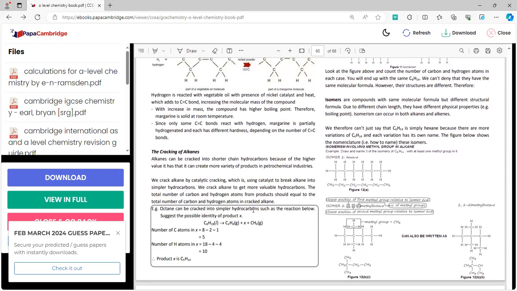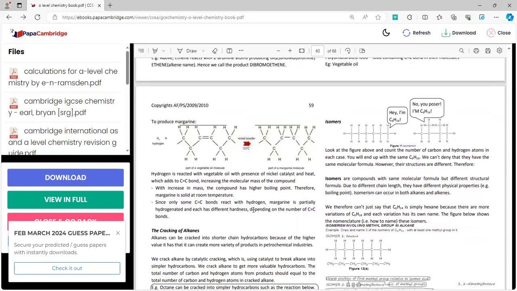Now, we talk about the cracking of alkanes. We know that alkanes can be extremely large in molecular size. So what we do in industries is break them down into shorter chains so they can be effectively used in a wide variety of industrial applications.